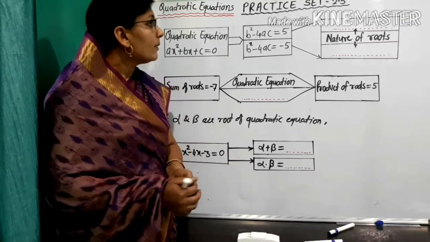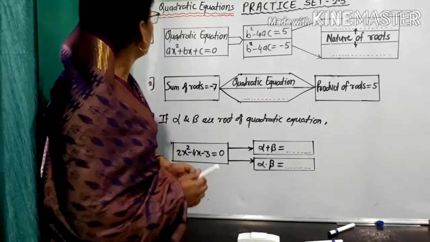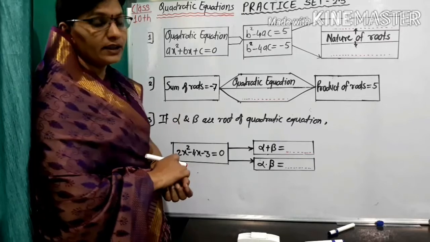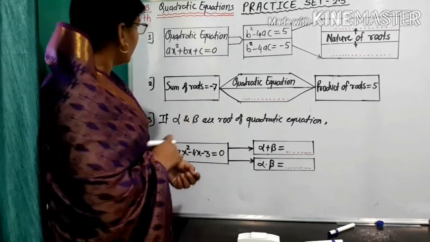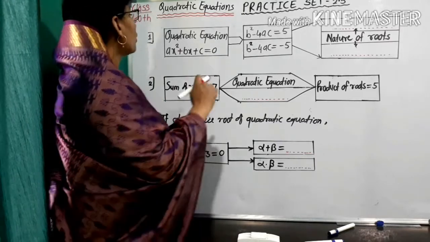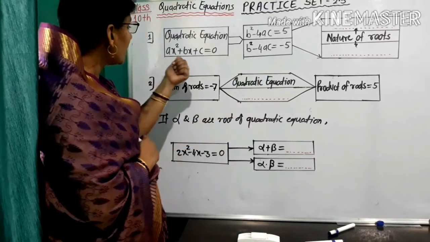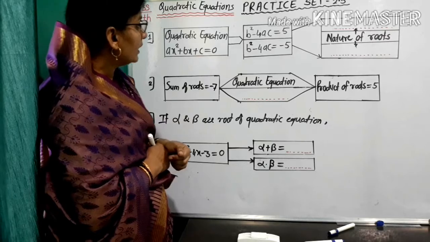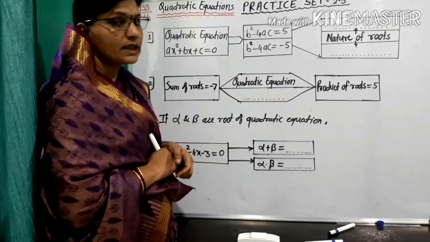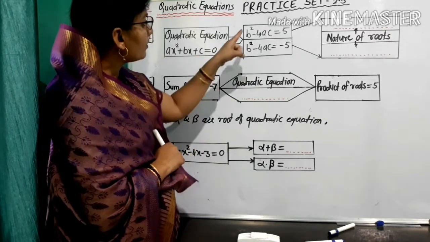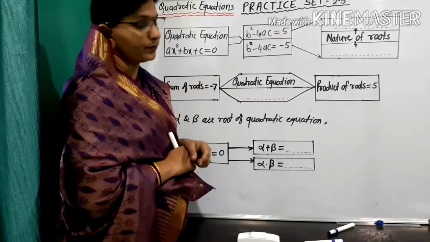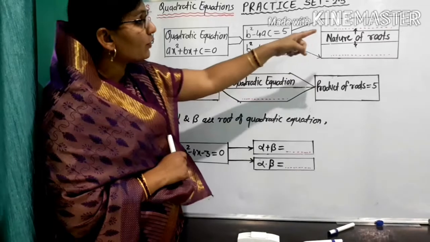Let us solve practice set 2.5. Question number 1 is the one activity. There are 3 examples. Number 1, quadratic equation ax square plus bx plus c equal to 0. There are 2 values of discriminants given. Here b square minus 4ac equal to 5. Then find the nature of roots.